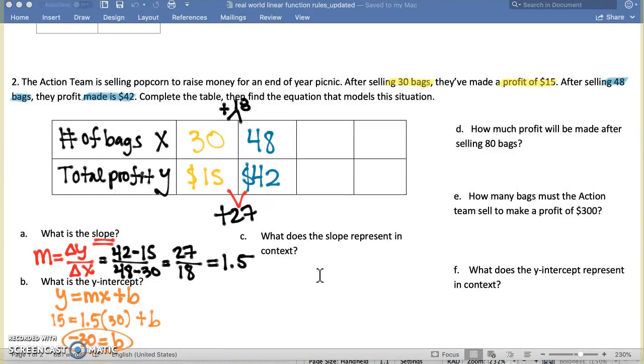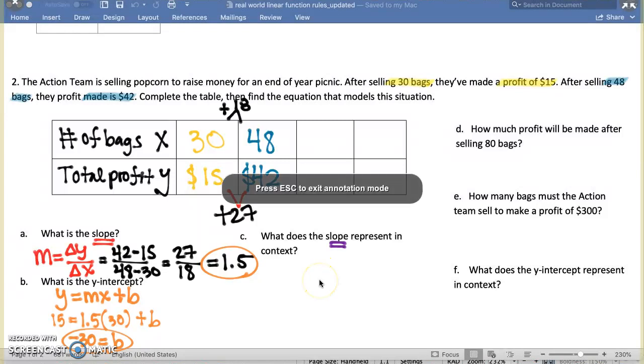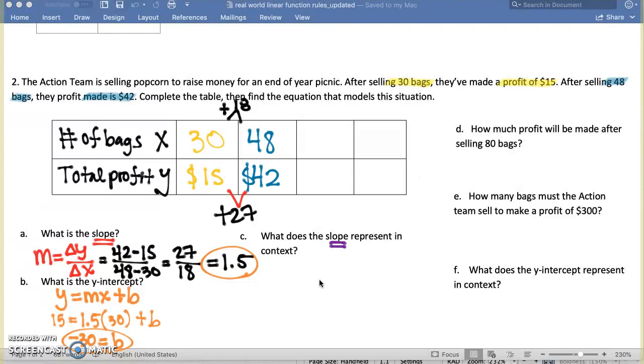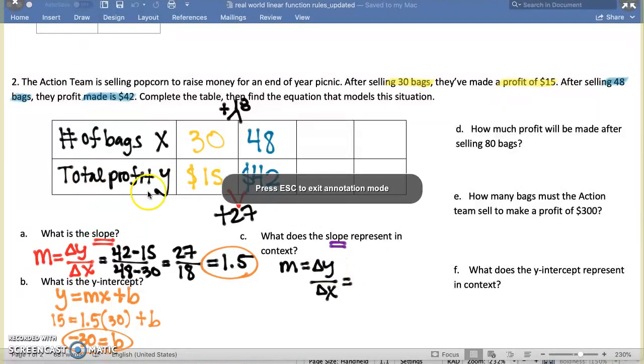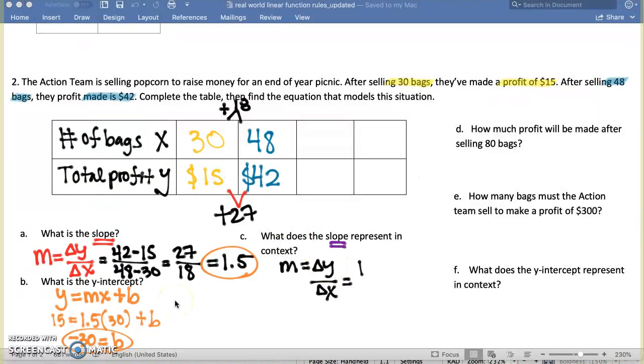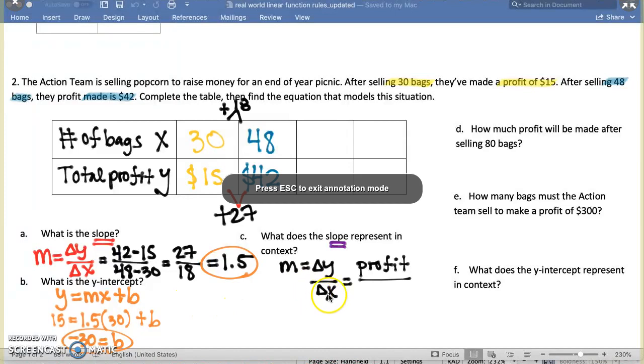And I'm going to go ahead and circle my slope. So question C is now asking me, what does the slope represent? So in other words, what is the meaning of the slope? And to understand that, we have to remember that slope is the change in y over the change in x. So y represented the total profit. So I can say this would be the change in the profit divided by the change in x.